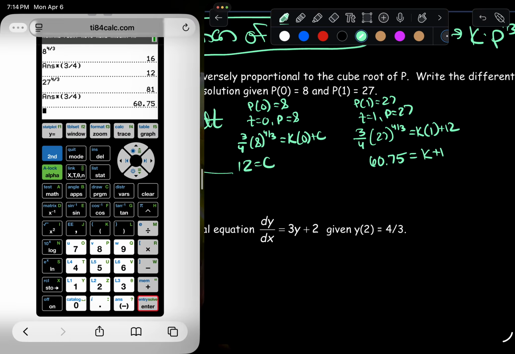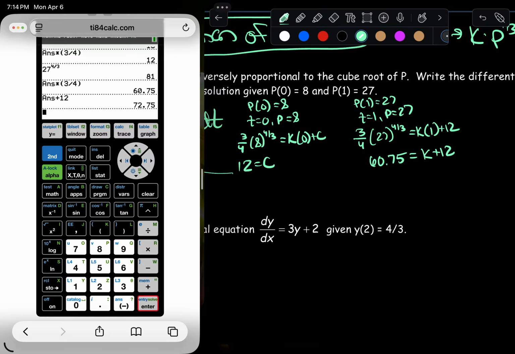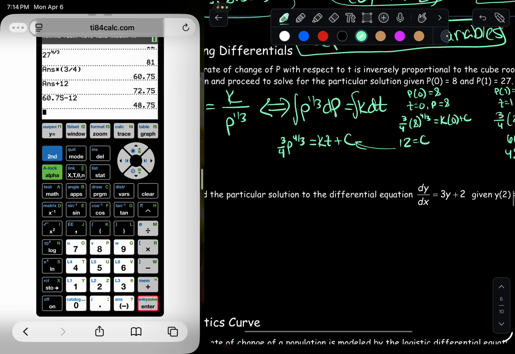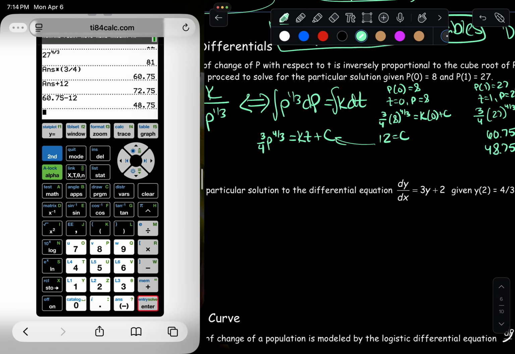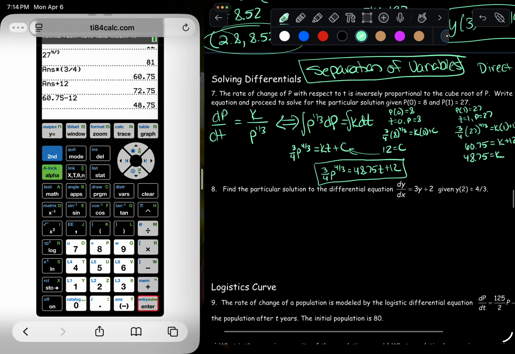So we get K plus 12, and then when we subtract 12 from that, I didn't want to add 12, I wanted to subtract, minus 12. We get 48.75 is equal to K. So our particular solution will be 3/4 P raised to the 4/3. Our K is 48.75 T plus 12. So that is our particular solution.